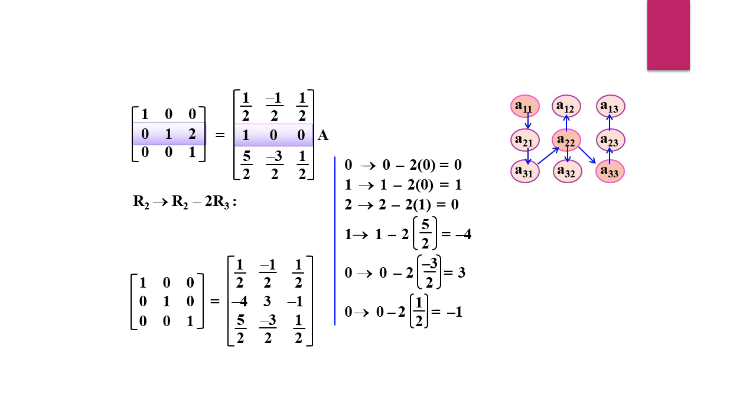So after applying the operations, we have converted the matrix A into identity matrix, and the matrix I on the RHS is reduced to some particular matrix. So the inverse of the matrix obtained is A inverse is equal to 1 by 2 minus 1 by 2 1 by 2 minus 4 3 minus 1 5 by 2 minus 3 by 2 and 1 by 2.